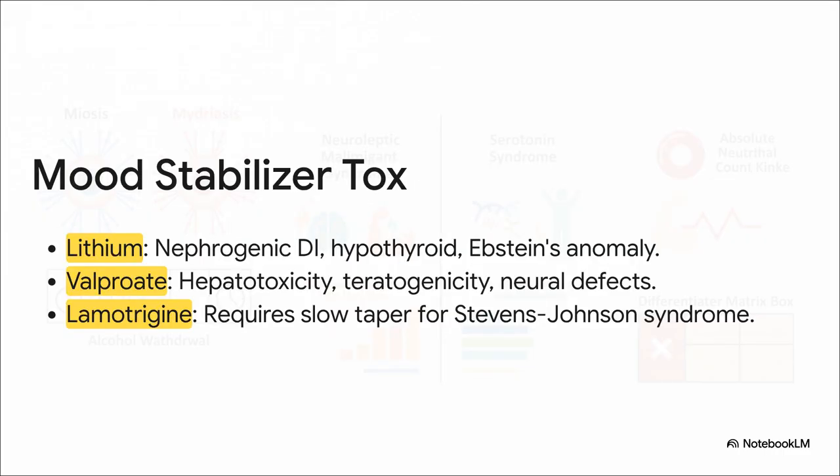Now, when we track mood stabilizers, strict monitoring is absolutely non-negotiable. With lithium, you have to constantly watch for nephrogenic diabetes insipidus, chronic kidney disease, hypothyroidism, and, if the patient is pregnant, the teratogenic risk of Ebstein's anomaly. Shift over to valproate, and your radar needs to immediately lock onto hepatotoxicity and neural tube defects. And for lamotrigine, you have to titrate that dose incredibly slowly. Why? To avoid the severe, skin-sloughing terror that is Stevens-Johnson syndrome.